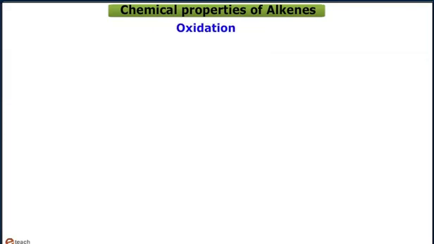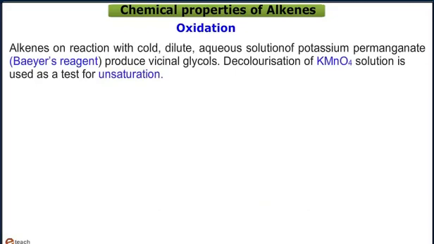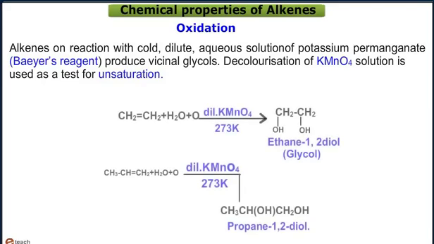Oxidation. Alkenes on reaction with cold dilute aqueous solution of potassium permanganate, that is Baeyer's reagent, produce vicinal glycols. Decolorization of KMnO4 solution is used as a test for unsaturation. Consider the reaction CH2=CH2 plus H2O plus O in presence of dilute KMnO4 at 273 Kelvin gives CH2OH-CH2OH, that is ethane-1,2-diol, that is glycol.